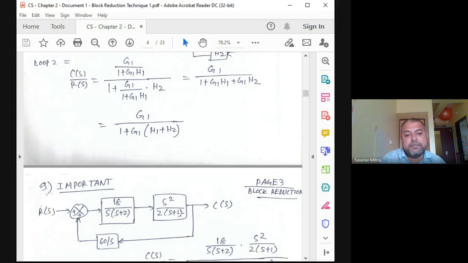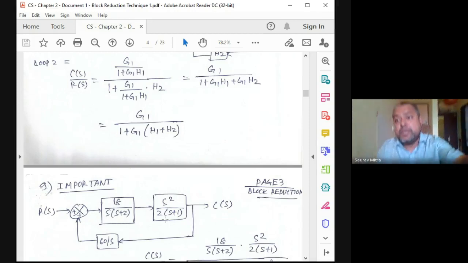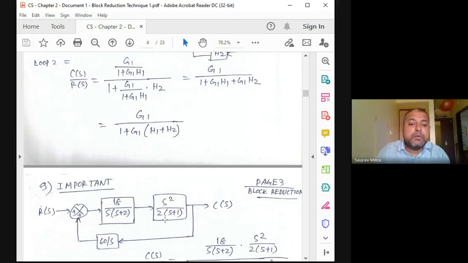So what is the first step? The first step is to multiply these two. Because these two things are in cascade, you just multiply these two. So it becomes 18s square divided by 2s into s plus 1 into s plus 2. That becomes the forward gain G. So as soon as you multiply these two, what you get is 18s square divided by s into s plus 1 into s plus 2. That becomes the forward path gain.